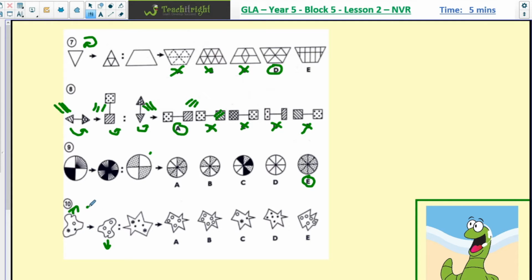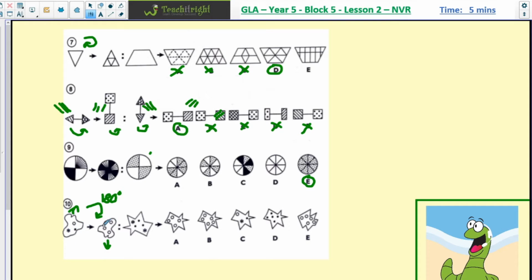That tells me my outside shape has not been reflected, but rotated round. And it's been rotated round by 90 degrees, 180 degrees. So we've rotated it 180 degrees. That's the outside shape. Now let's see what's going on inside.